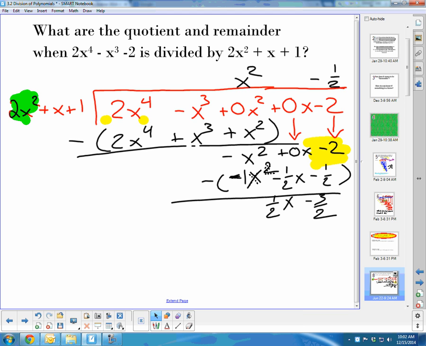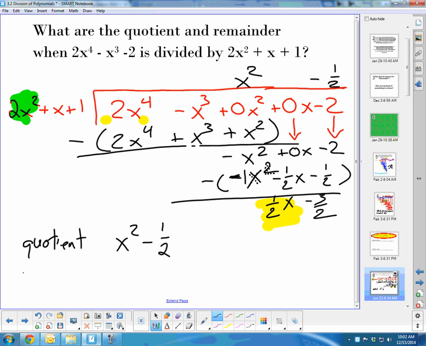I'm all the way over. I don't have anywhere else to go. My remainder has a degree less than the degree of my divisor, so it's smaller. So I've got nothing left to do. So in this particular case, my quotient is going to be x squared minus a half, and my remainder is going to be 1/2 x minus 3/2.